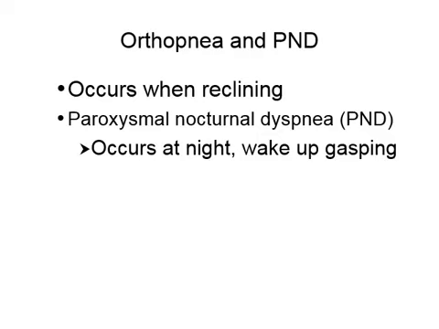Orthopnea and paroxysmal nocturnal dyspnea occur when the patient is in the reclining position. That's obviously usually at night, but it can occur at any time. Patients with significant pulmonary disease will often choose to sleep in a chair that reclines, that can allow them to sit up a little bit, makes their breathing easier.